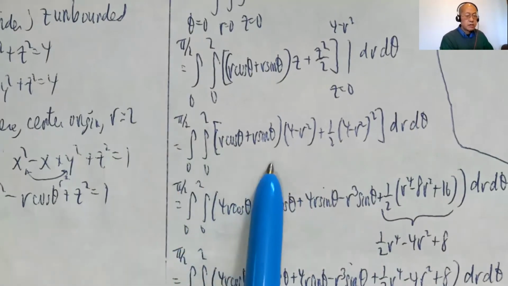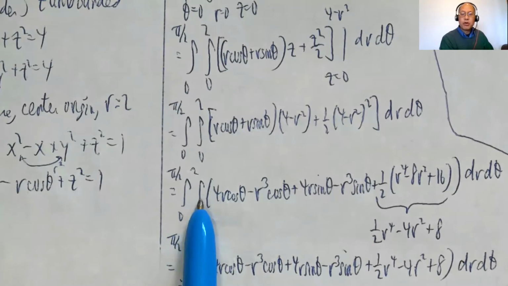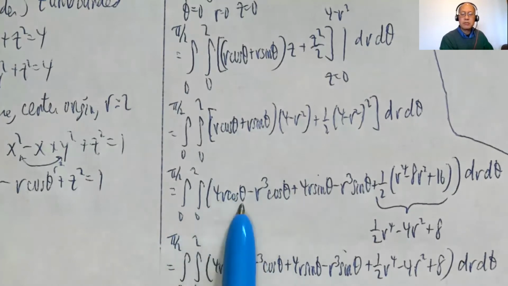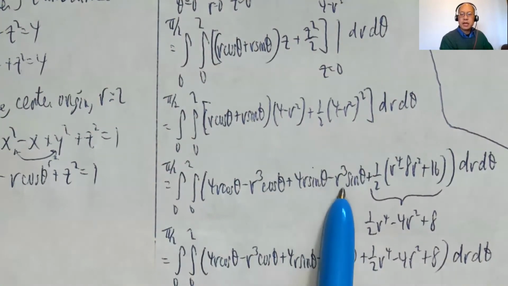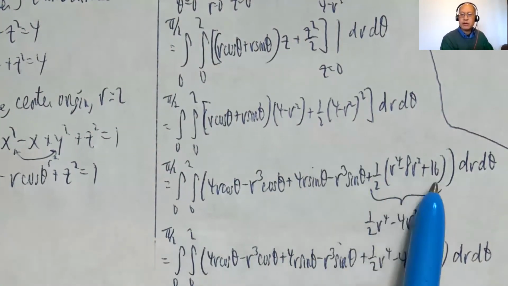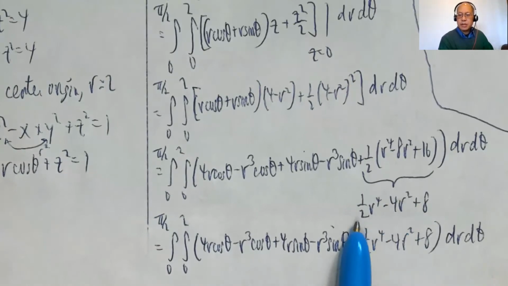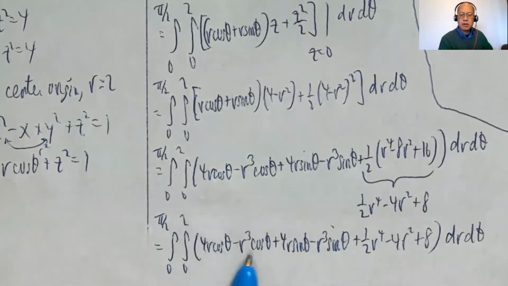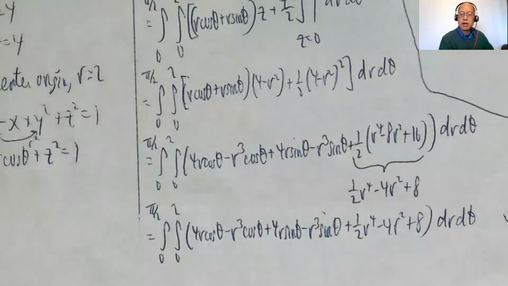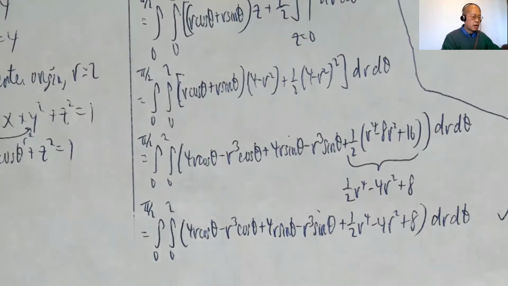Okay, so distribute all this stuff. 4r cosine theta minus r cubed cosine theta, I'm foiling essentially. 4r sine theta minus r cubed sine theta plus 1/2 of that thing squared, which comes out to be 1/2 r to the 4th minus 4r squared plus 8. So 4r cosine theta minus r cubed cosine theta plus 4r sine theta minus r cubed sine theta. You can see this gets really long. 1/2 r to the 4th minus 4r squared plus 8 dr d theta. So integrate with respect to r.